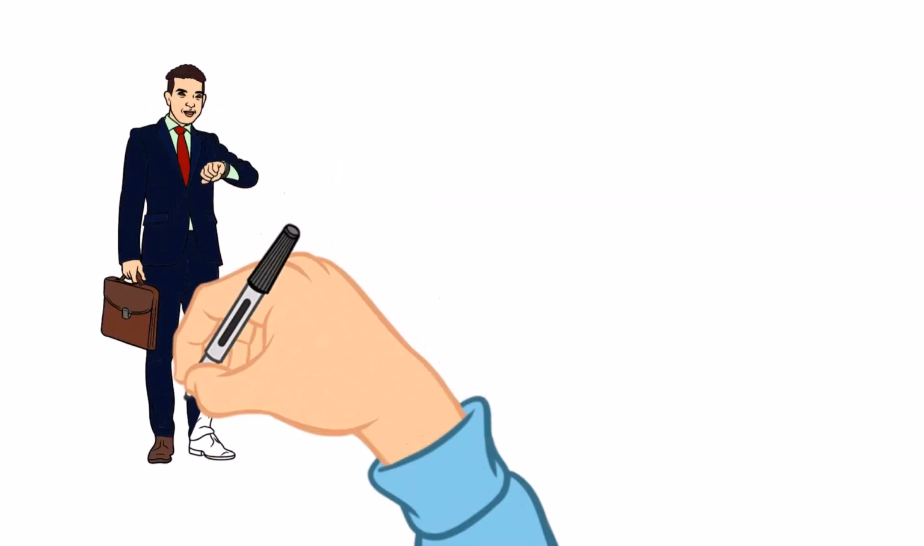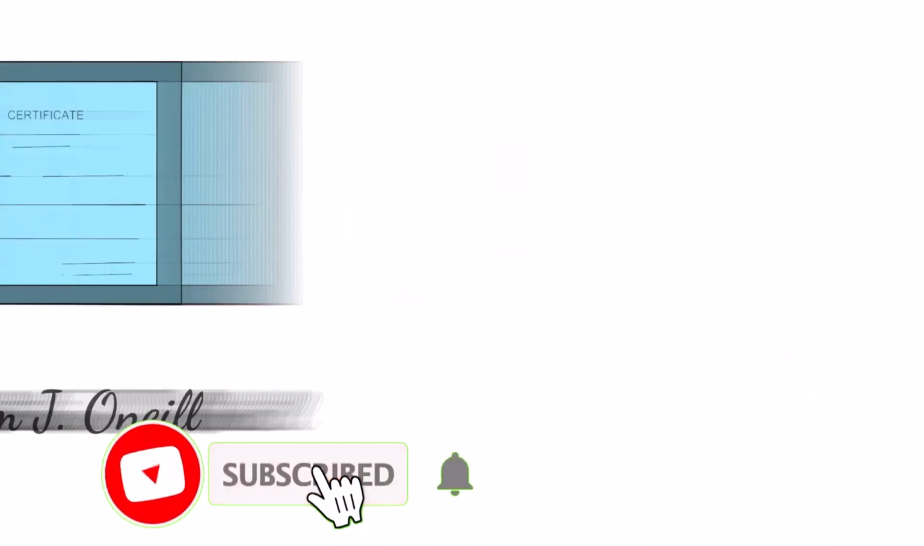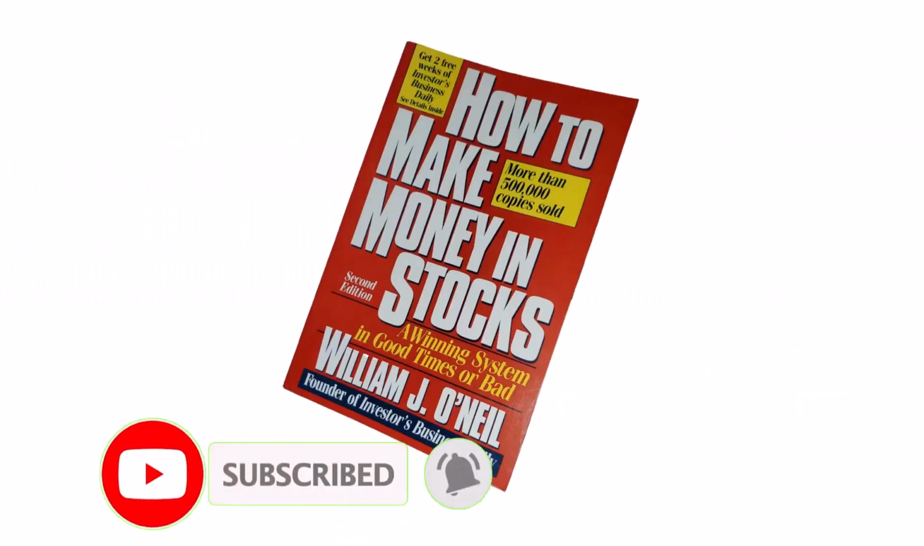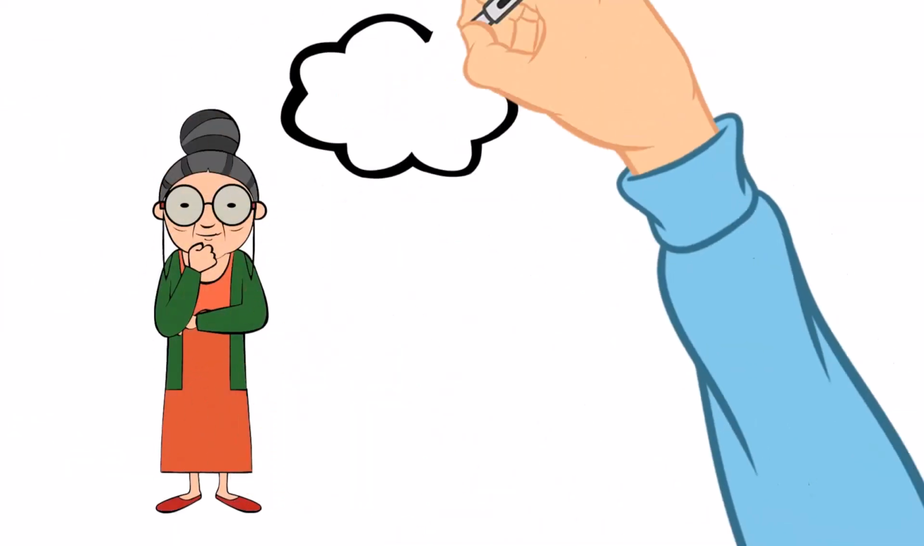Investor and stockbroker William J. O'Neill first defined the cup and handle chart pattern in his book, How to Make Money in Stocks. I'm going to attempt to explain this.